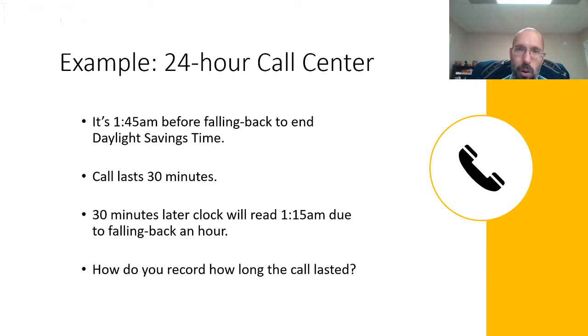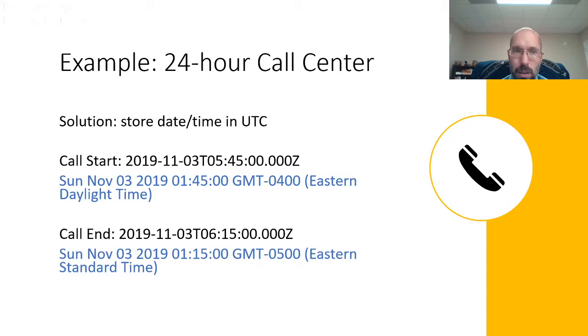How do you record how long the call lasted? Well, this is where UTC comes and saves the day. If we convert those times to UTC and store that in the database, we would record that the call started at 5:45 a.m. UTC time, which is 1:45 a.m. Eastern Daylight Time, and it ended at 6:15 a.m. UTC time, which is 1:15 a.m. Eastern Standard Time. So by using UTC, we can accurately record: this is the call start, this is the call end. We can calculate the duration. This was a 30-minute call. UTC is made to solve this problem.